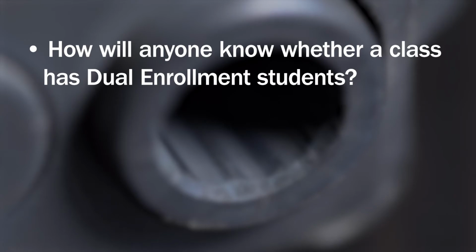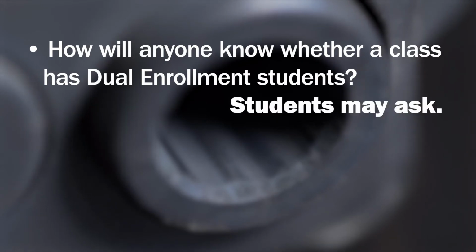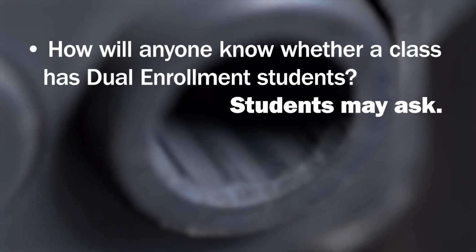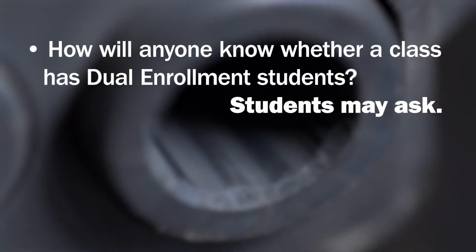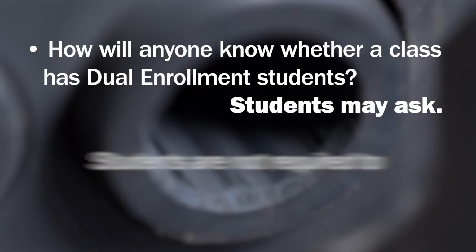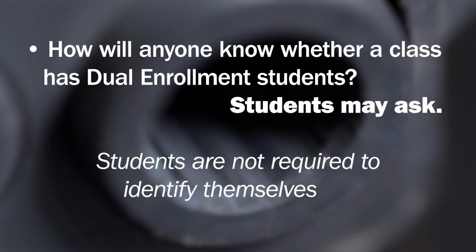How will anyone know whether a class has dual enrollment students in it? It's incumbent upon the licensed carrier to determine when these conditions exist and not violate the law. Students may ask their fellow classmates if anyone is a dual enrollment or high school student. However, fellow students are not required to identify themselves.